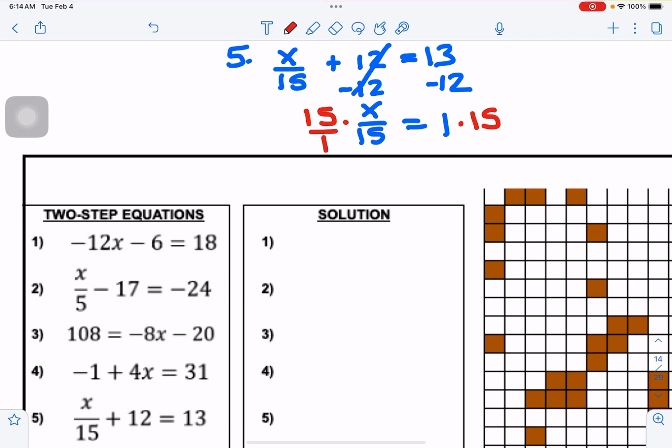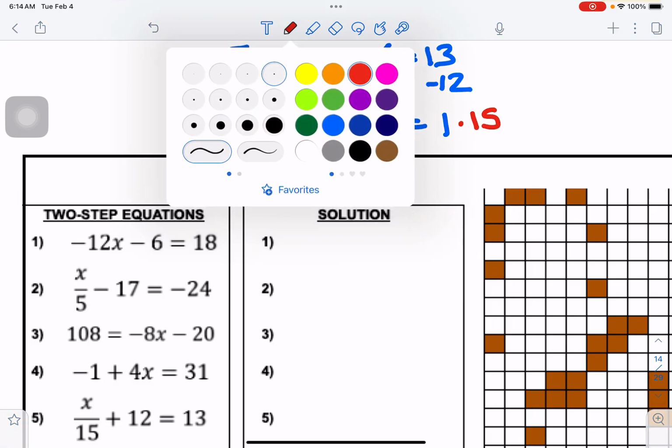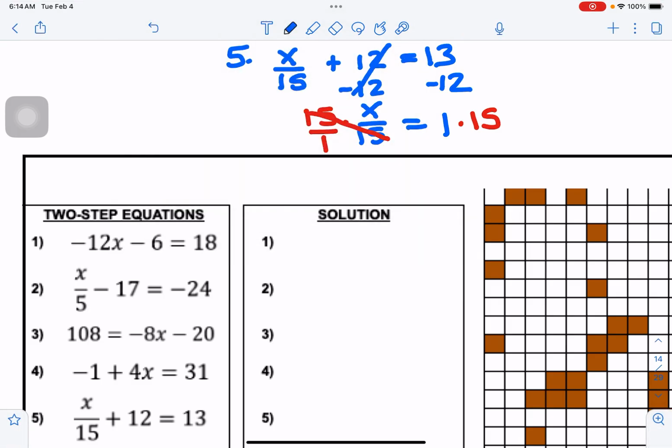The idea behind that is when I multiply by 15, the 15s will cancel each other out from the numerator and the denominator on the left-hand side, and then I'll be left with x equals 15. Remember to box in your answer and keep your equal signs lined up. Anytime you enter something into the pixel art, it's going to have to start with x and then equals 15 with no spaces between them.